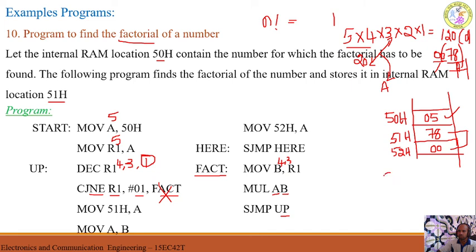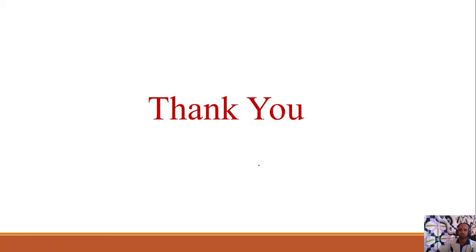For example, I want to find out the factorial of 6 or factorial of 8, factorial of 10. These are the larger results you are going to get. And then SJMP here, infinite loop. So this is how we can find the factorial of a given number. Coming to the summary, in this session we have learned some of the sample programs of 8051. Thank you.